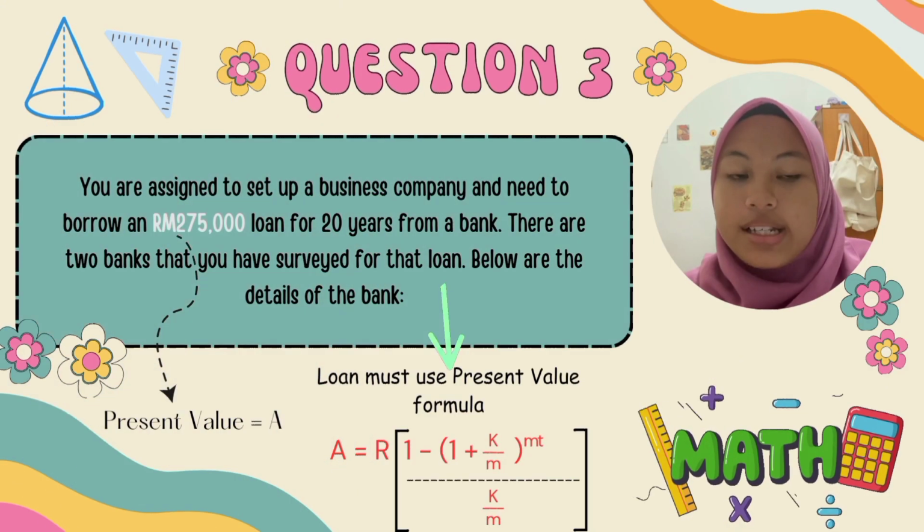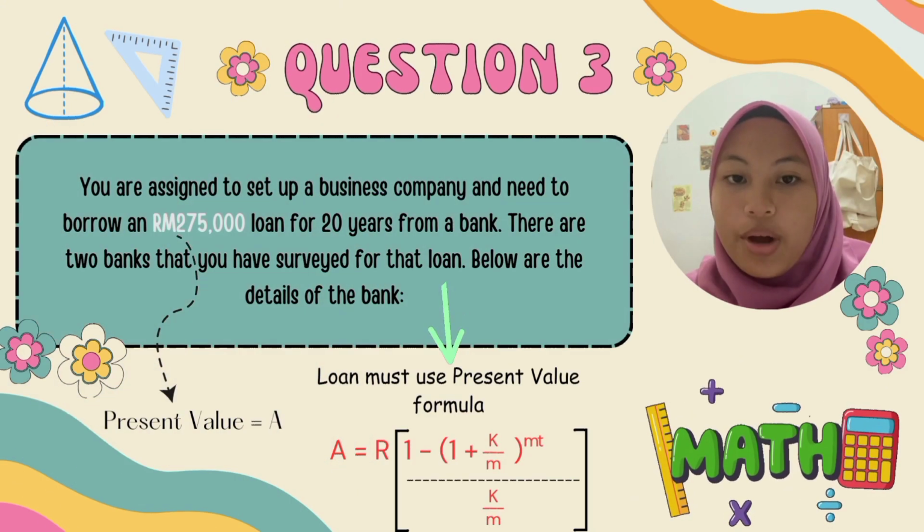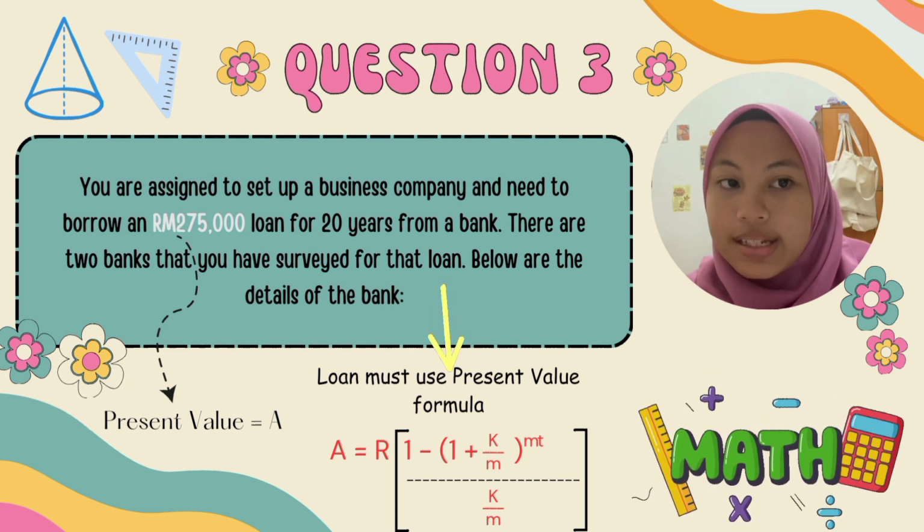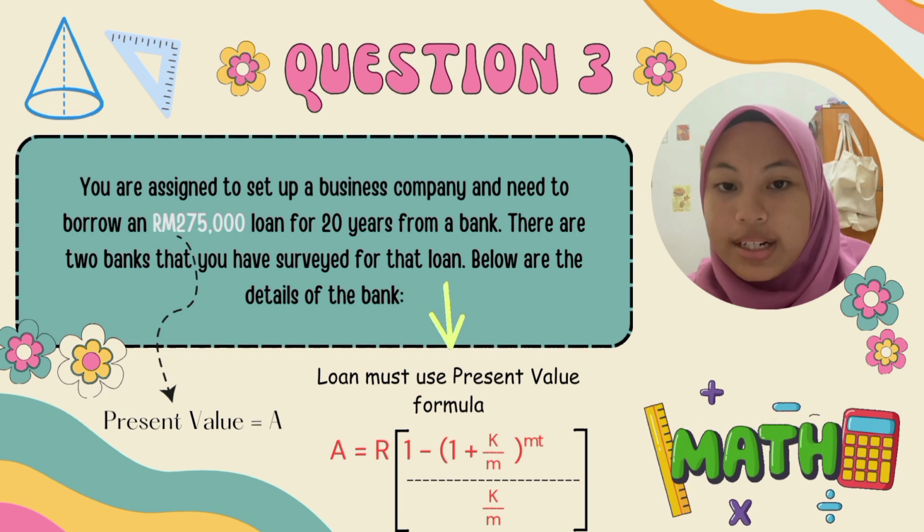Question 3. You are assigned to set up a business company and need to borrow a 275,000 loan for 20 years from a bank. There are 2 banks that you have surveyed for that loan. Below are the details of the bank.